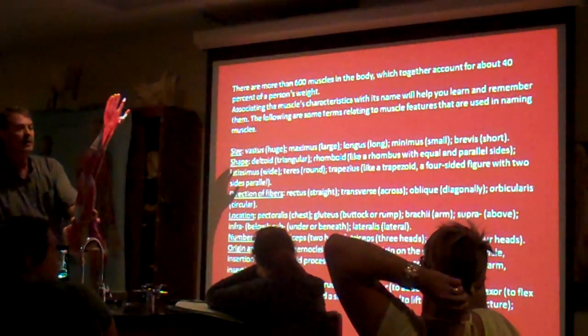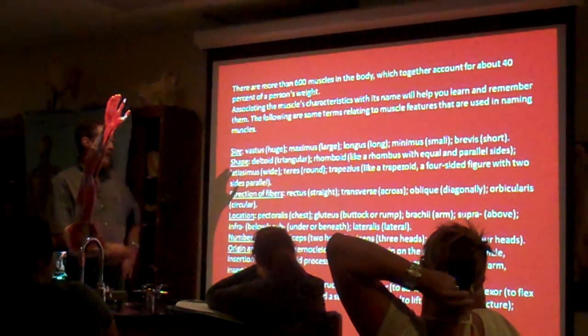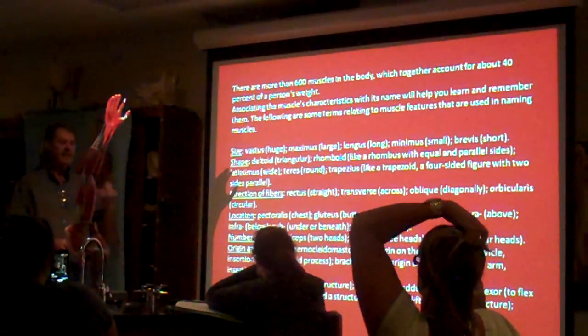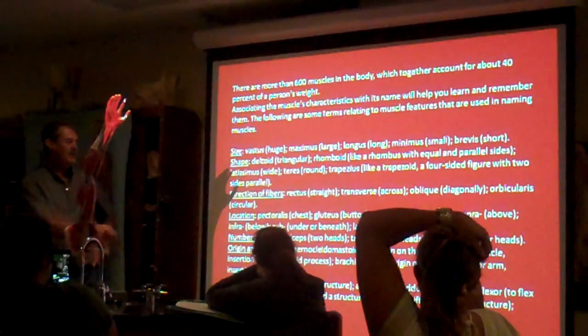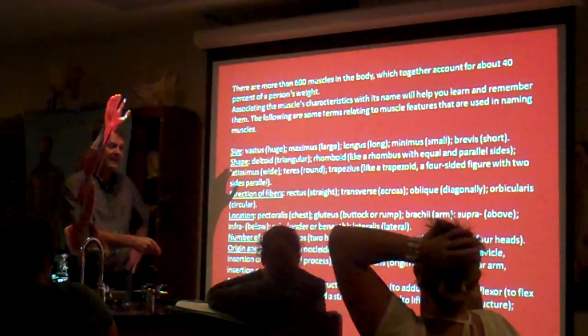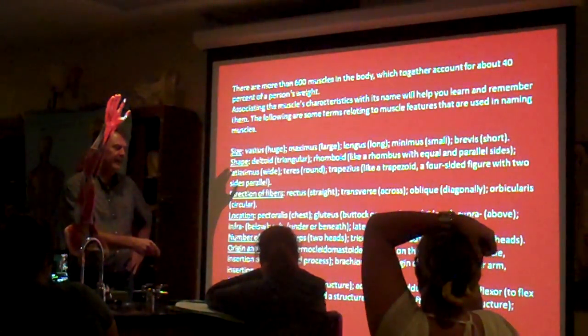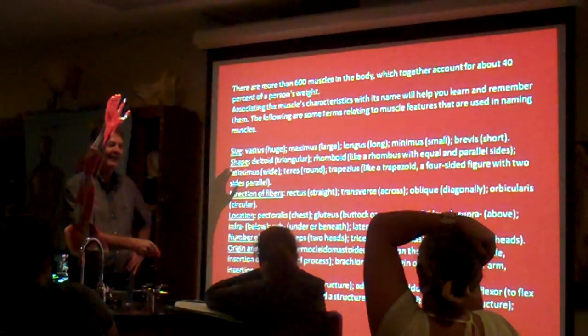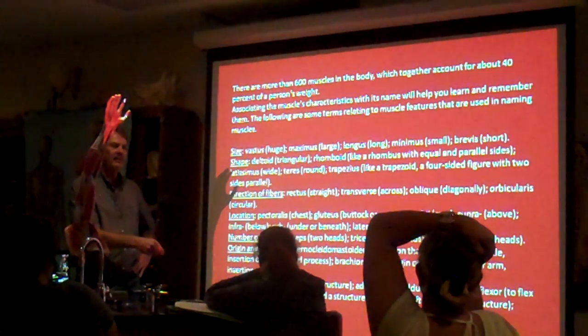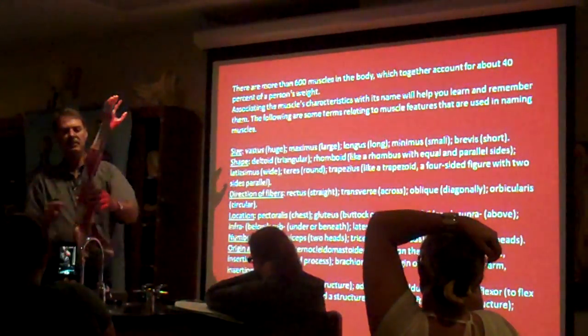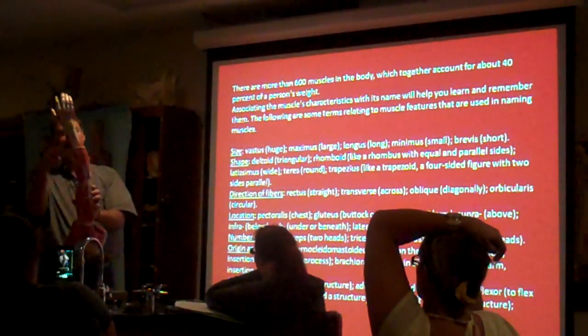So do you always state the origin before the insertion? Well, the name. If they're named that way, that's how it works. Oh. So if you see something like the brachioradialis, you know it starts in the brachial area and ends up on the radius. Okay? So the origin and insertion. Okay? And that just happens to be this muscle right here, brachioradialis.